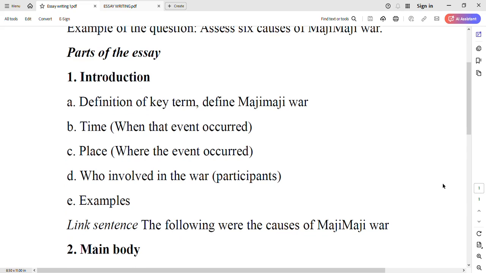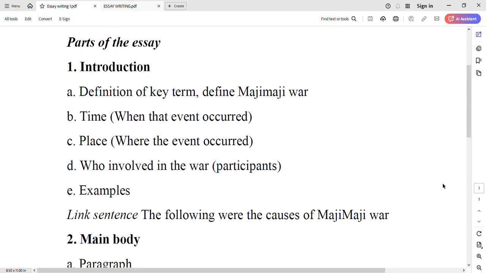Number 2 is the main body. Here in the main body we are saying the main part of the essay. Here you start to provide your concept, what you understood from the class, what you understood from your teacher, how far you know about that concept. Then the main body includes the following.